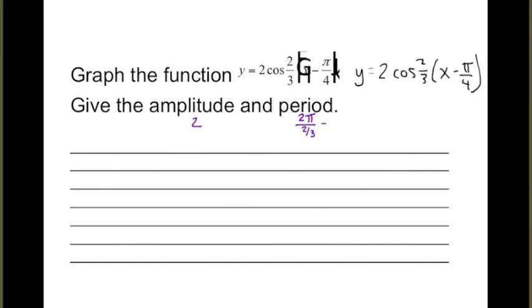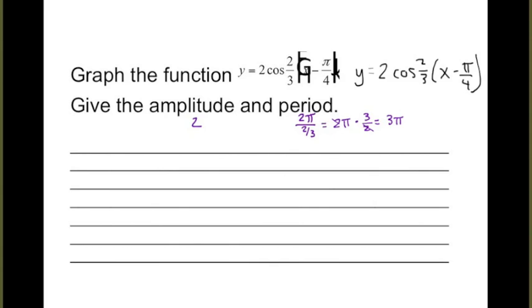How do I divide by 2/3? Multiply by 3 over 2. So this ends up then giving us a period length of 3 pi. So the thing in the equation that we haven't done anything yet is that it says minus pi fourths.